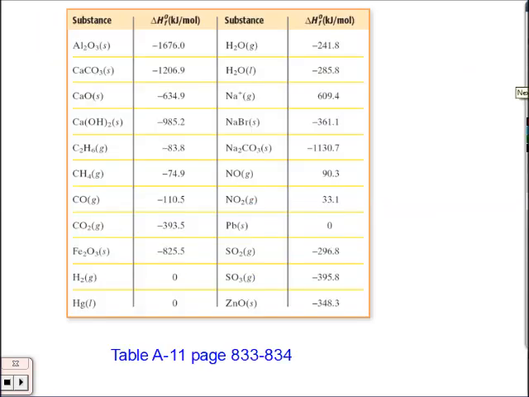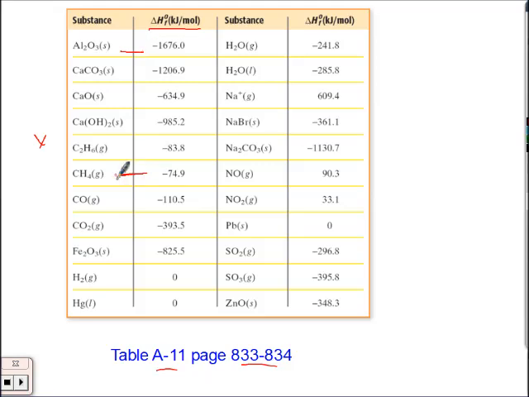Here's a table. I will give you a table. It's on pages 833 to 834 in the longer version of your book. This is the shorter one, which is actually in your textbook in this section, and it gives you an idea of what some different enthalpies of formation are. The delta H is measured in kilojoules per mole. So aluminum oxide is negative 1,676, which means it's exothermic. It's highly exothermic to react aluminum with oxygen.